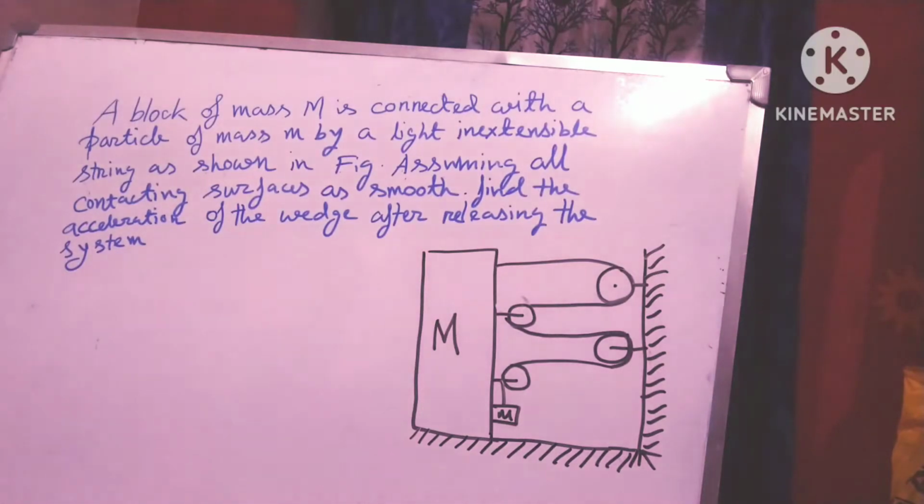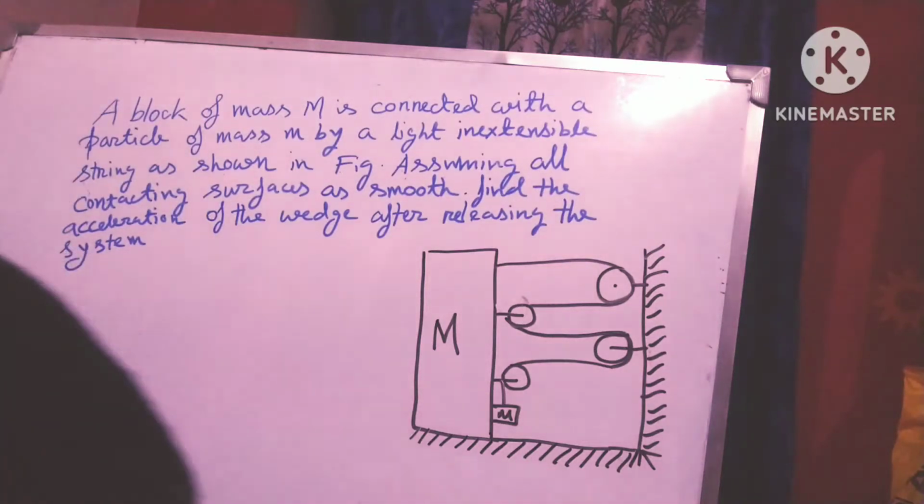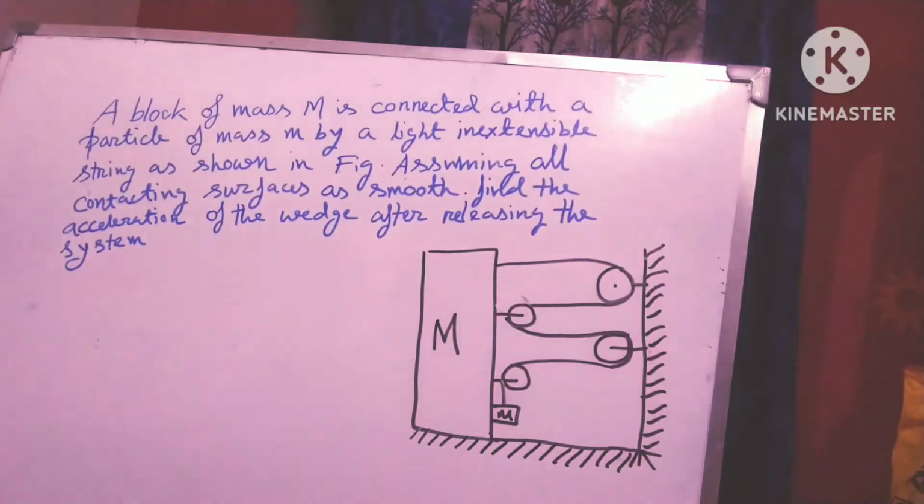Today's discussion is Newton's laws of motion. A block of mass M is connected with a particle of small mass m by a light inextensible string, as shown in the figure. Assuming all contacting surfaces are smooth, find the acceleration of the wedge after releasing the system. So friends, I have to find out the acceleration. Okay, let's start.